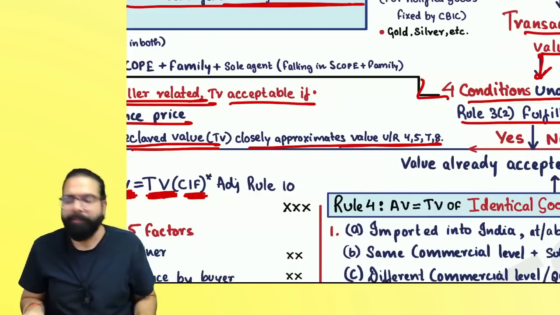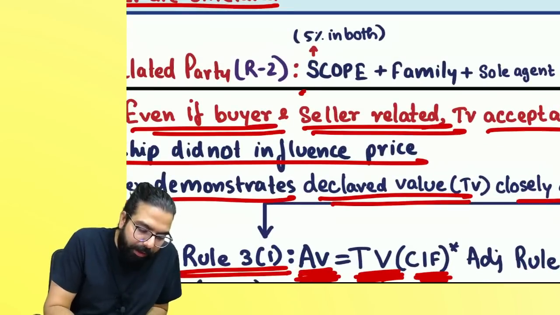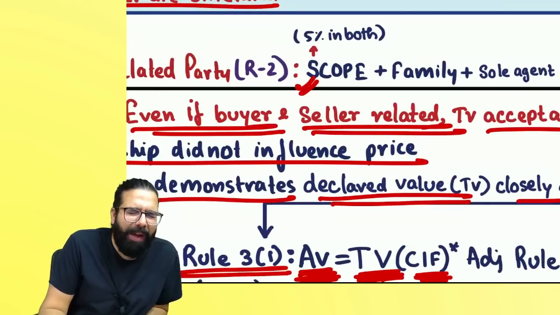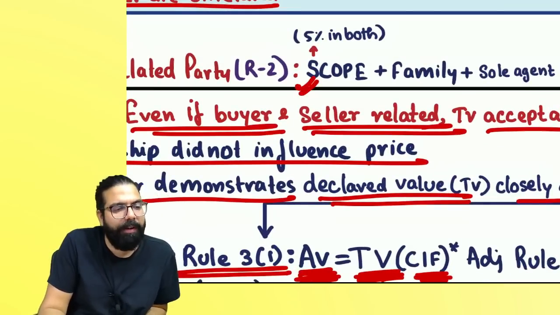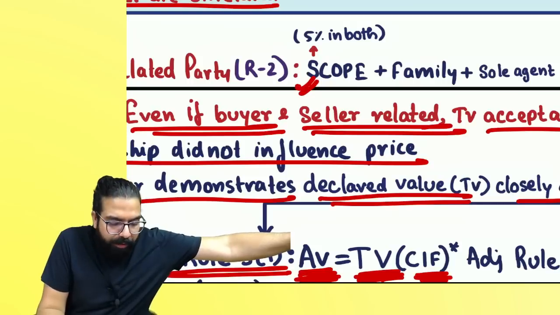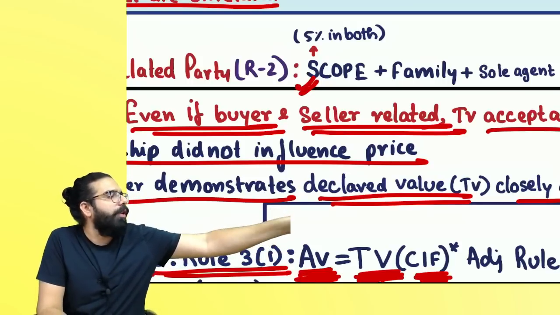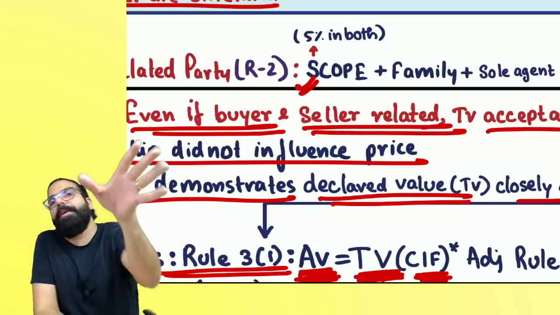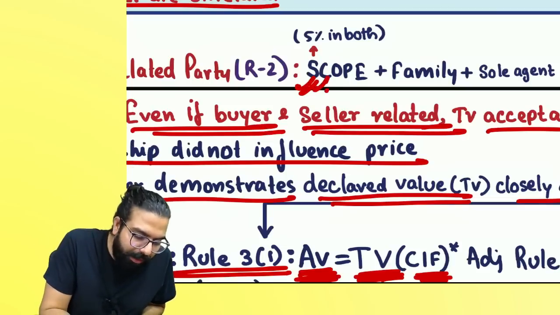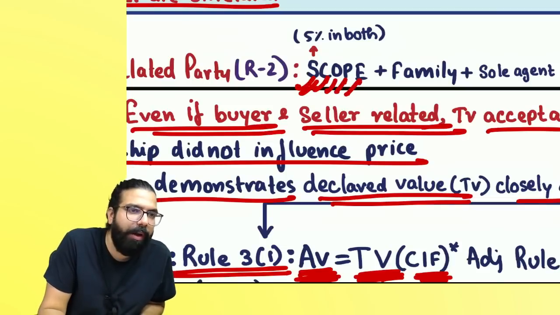Are we clear, everyone? Shares greater than or equal to 5%. In GST it was 25%; in customs, it is 5% in both of them. C is for control. What is control? If you are controlling, it means you are holding at least 51% share in the other person. C means control. O means officers or directors of each other's business. P means partner. E is for employer and employee.